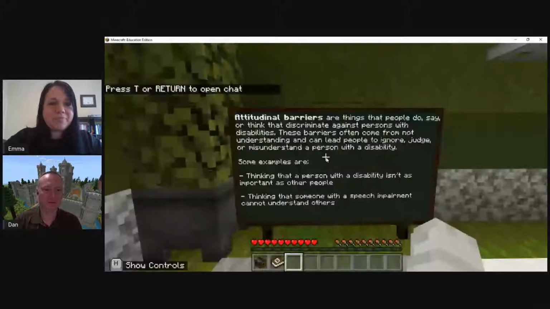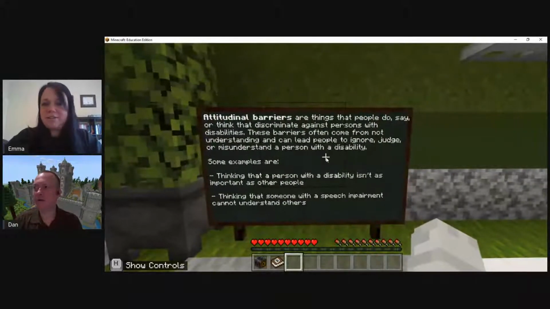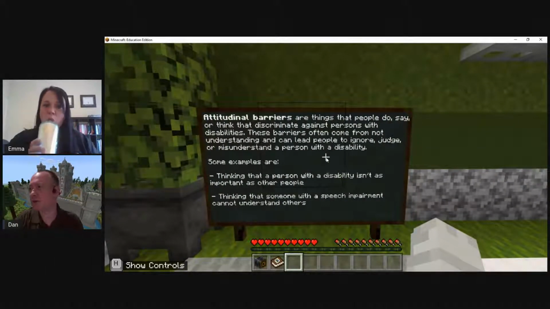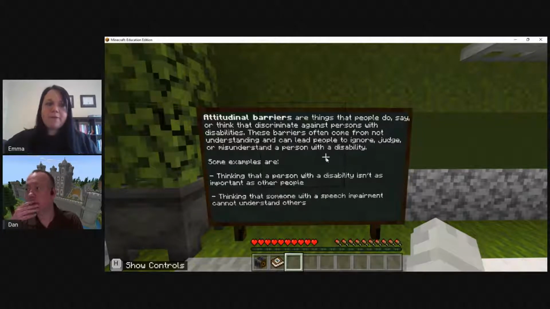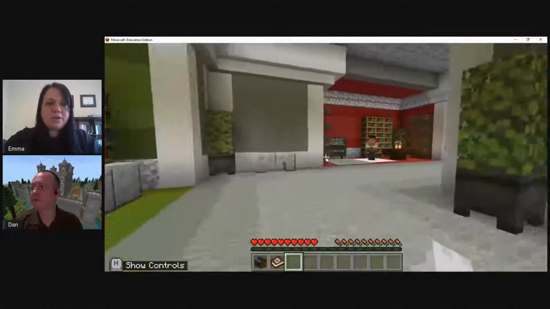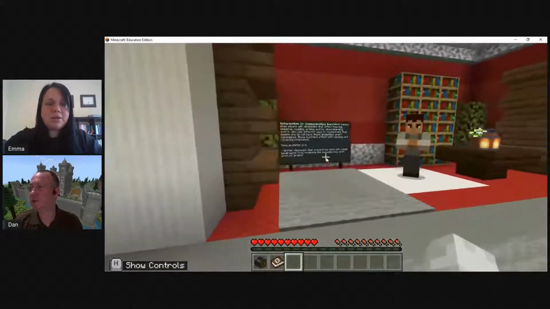Absolutely. All right, so here we are. These are the attitudinal barriers. These are things that people do, say, or think that discriminate against persons with disabilities. These barriers often come from not understanding and can lead people to ignore, judge, or misunderstand a person with a disability. And not all disabilities are ones that we can see. So that's where this piece comes in. Thank you for that, Dan. All right, let's move on to the next one here.